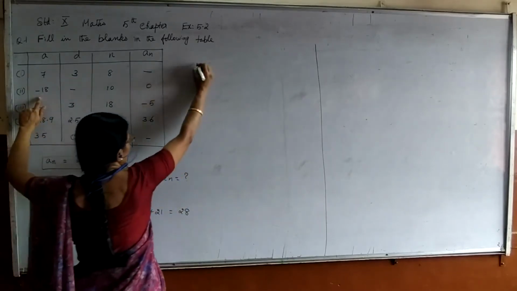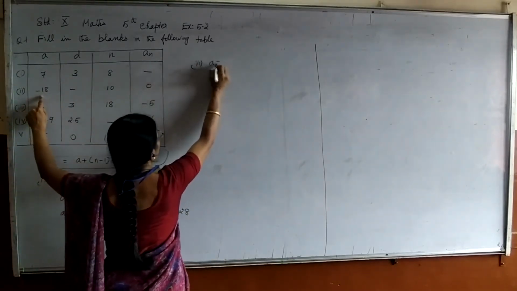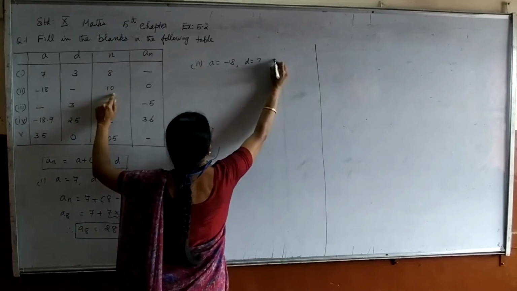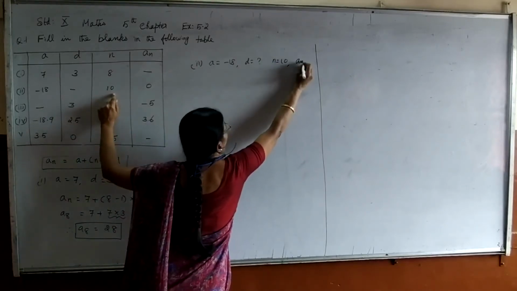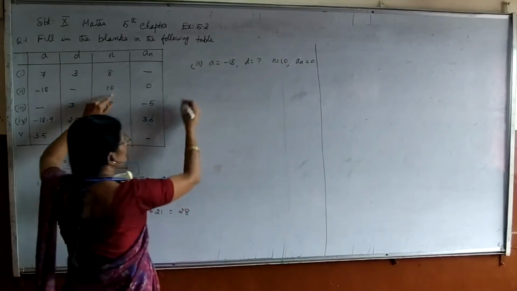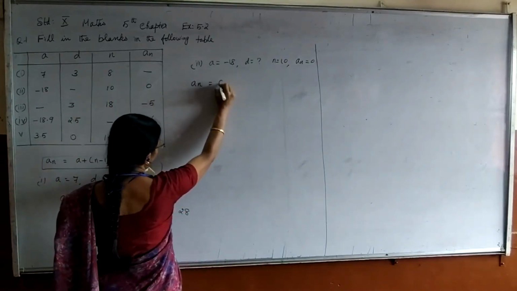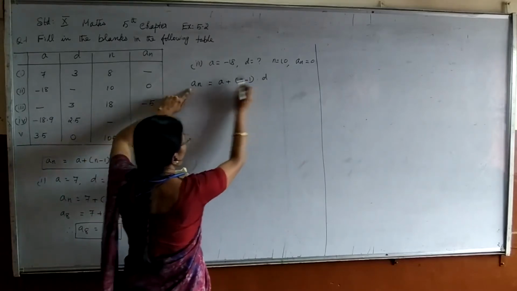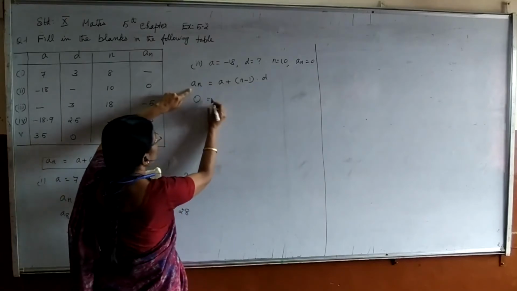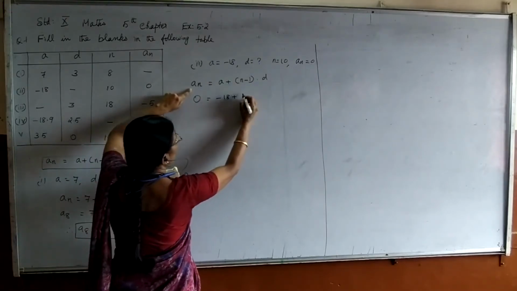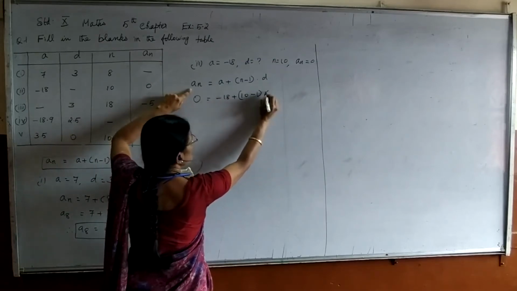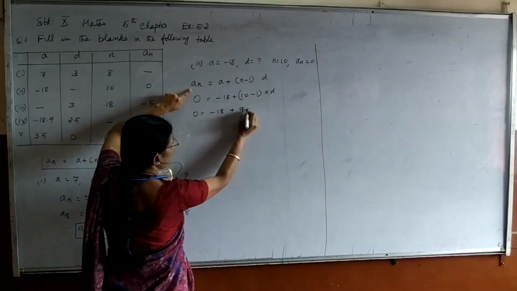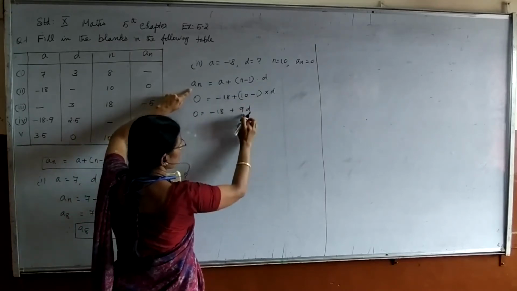In the second subdivision, A is minus 18, D is question mark, N is equal to 10 and An is equal to 0. Using the same formula, An equal to A plus n minus 1 into D. In the place of An, we substitute 0. A is minus 18, N is 10, minus 1 into D. So 0 equals minus 18 plus 90. Simplify, 9 into D becomes 9D.